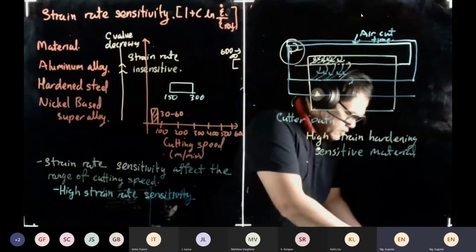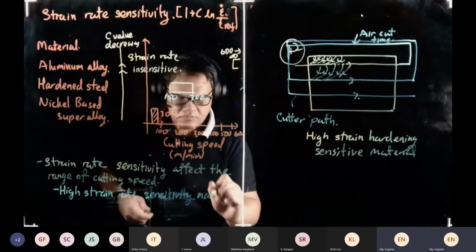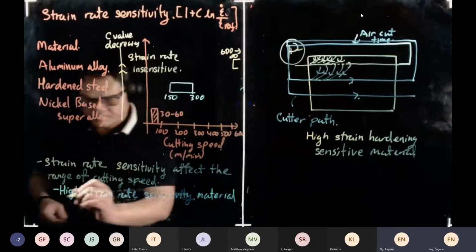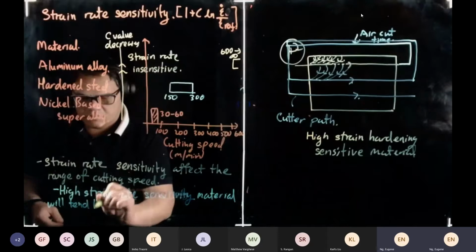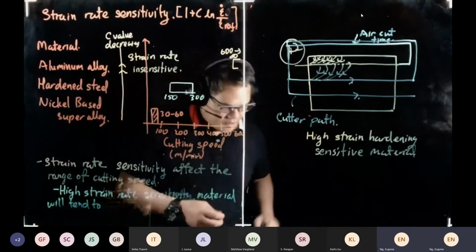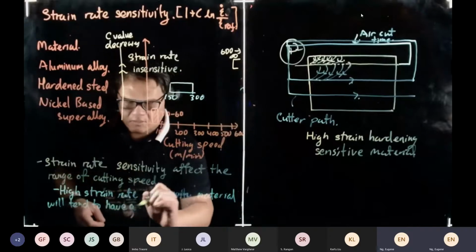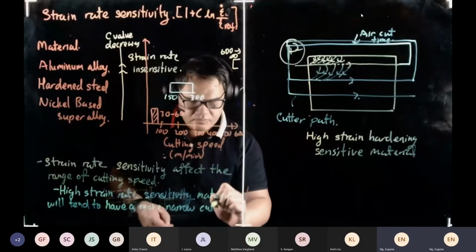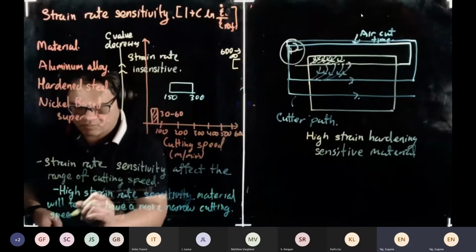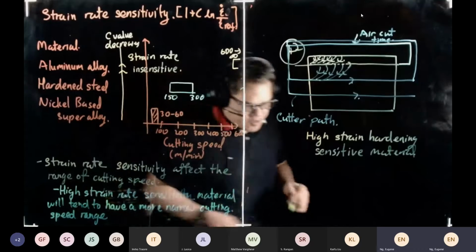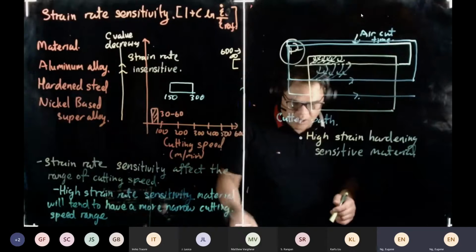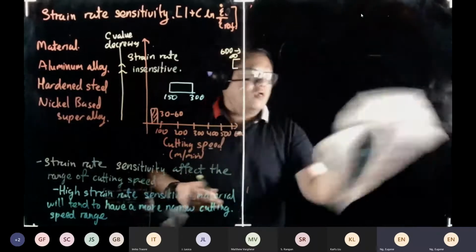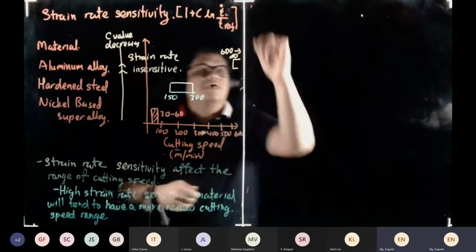Okay, my inks are all running out now. High strain rate sensitive material will tend to have a more narrow cutting speed range. So the more sensitive the strain rate, the range is much smaller, as you can see. So this is how strain rate sensitivity will affect process parameters.